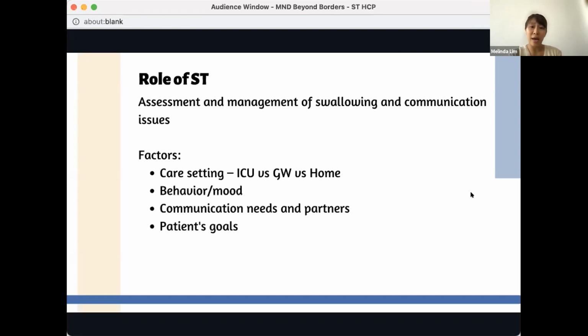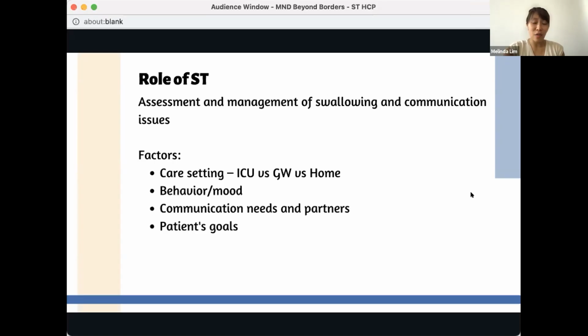Of course, other factors that we do consider would be things like mood, behavior, what this person's communication needs are, who their partners are. So sometimes in cases where you've got an elderly patient who can only speak Mandarin or a dialect, but their communication partner is an Indonesian helper, for example, then we need to consider the dynamics of that and what would then be most suitable in terms of intervention. And of course, not to forget what the patient's goals are.